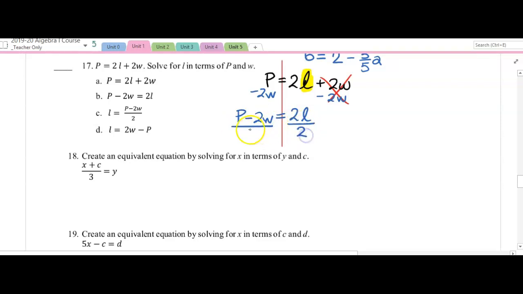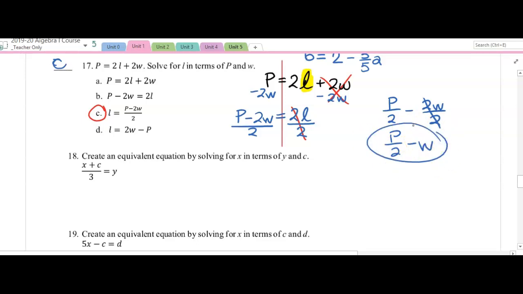Finally, I divide by 2 to get rid of the times 2 that's happening here. And there's my answer. This time the answer choice is visible right here: P minus 2W divided by 2. So I don't have to simplify it further. But I could. I could do P divided by 2 minus 2W divided by 2. The 2's would cancel out and I'd end up with this. That would also be an acceptable answer.